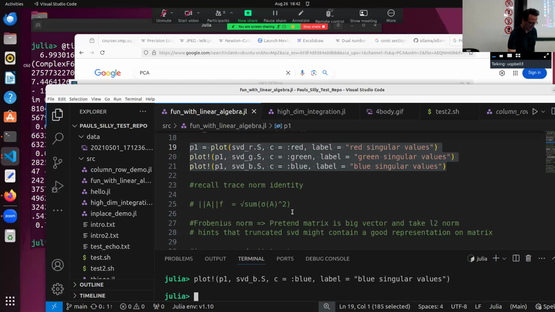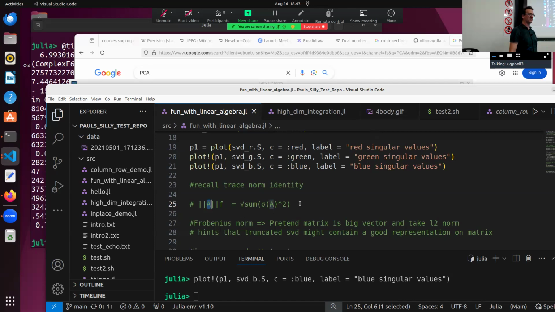Okay, so recall, and maybe this is optimistic, there's this thing called the trace norm identity. Has anyone heard of the Frobenius norm? Has that come up before? Frobenius norm of a matrix? Intuition-wise, if you've got a matrix, how would you say how big it is? Like a norm. What's a dumb thing you could do? You could pretend it's a big vector and take the sum of squares. That's the Frobenius norm.